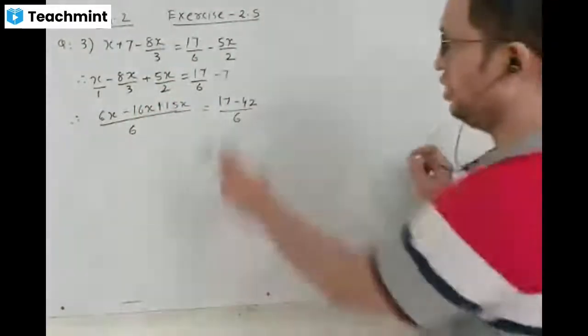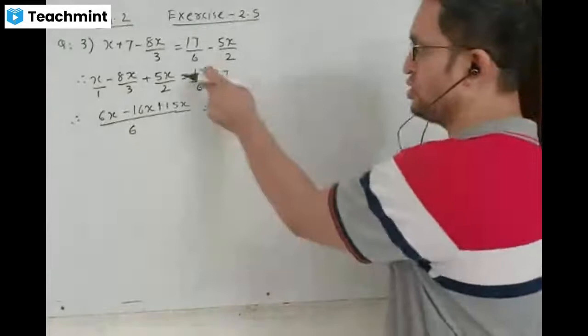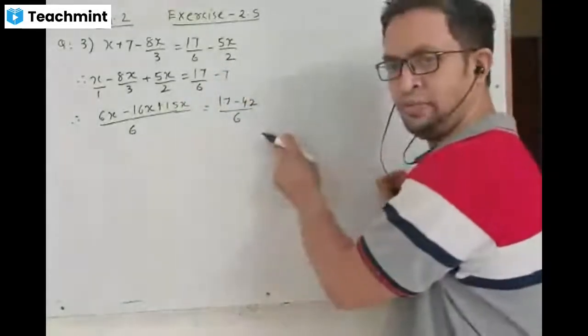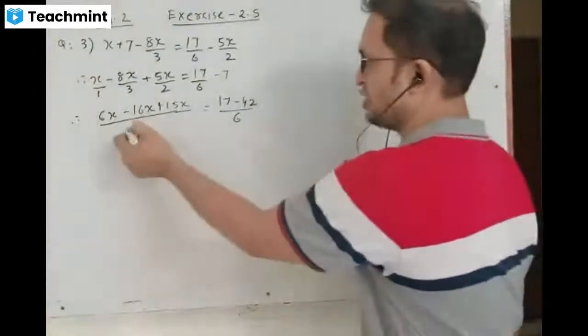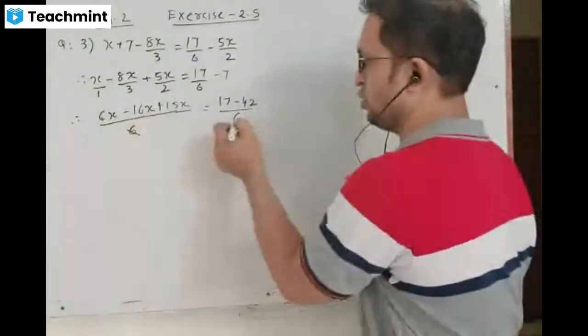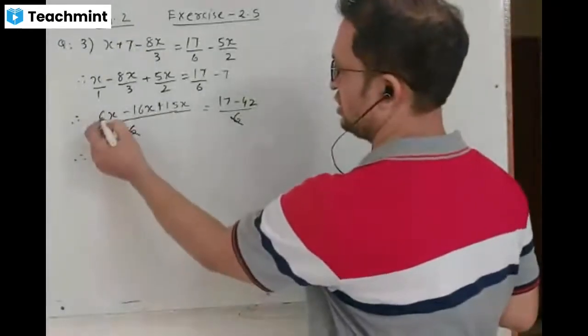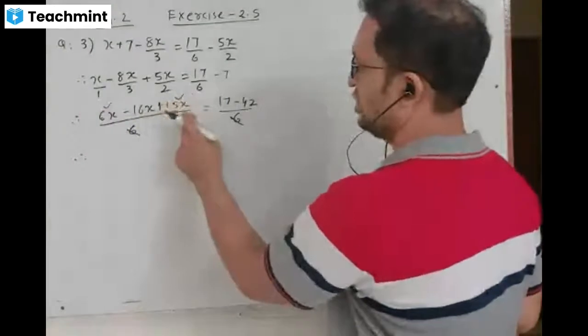ओके, और 7 into 6 42. 17 minus 42 by 6. बोथ डिनोमिनेटर है सेम. अगर दोनों डिनोमिनेटर सेम है तो दोनों को हम कैंसिल कर सकते हैं. If both denominators are same in left hand side and right hand side. तो here 6x, both are positive terms.